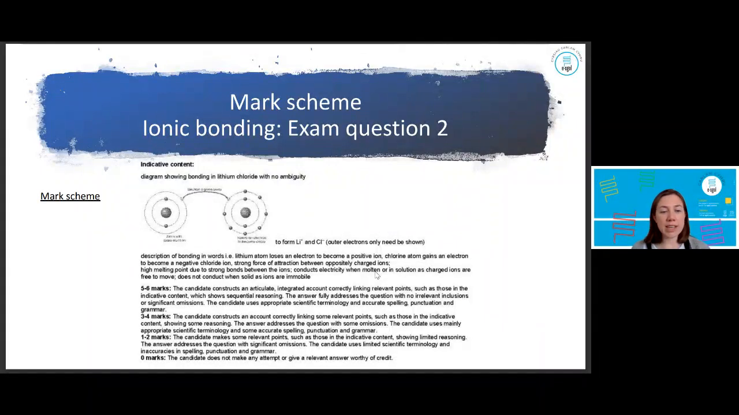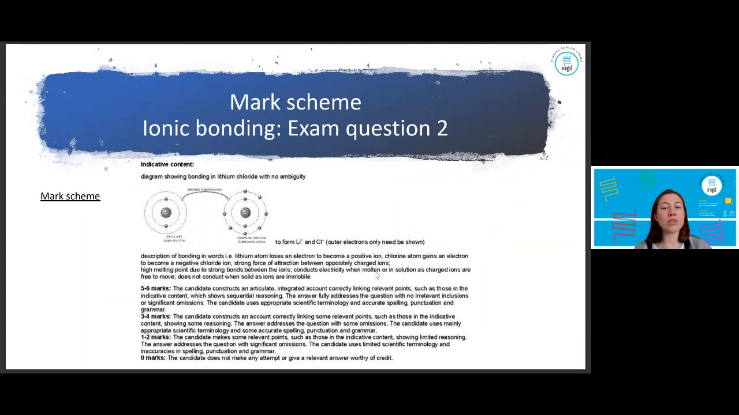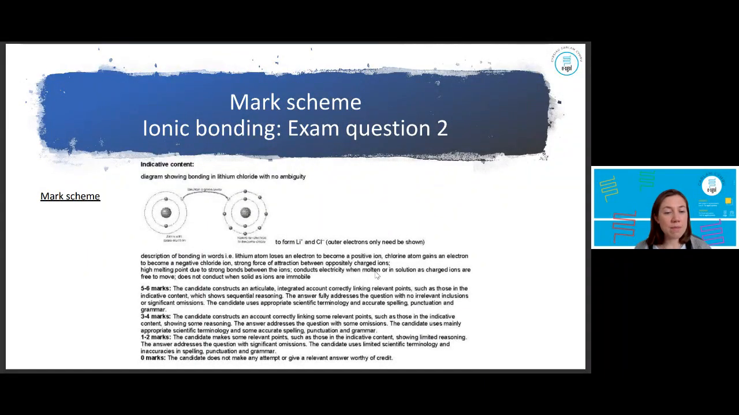In terms of properties, well, it has a high melting point because of the strong bonds between those oppositely charged ions. It conducts electricity when molten or in solution, because when it's molten or in solution, those charged ions, the Li+ and Cl-, are free to move. And the movement of charge is current. So that's the ability to conduct electricity then, okay? It does not conduct when it's a solid, as obviously those ions are not able to move. So in order to get the maximum marks, a lot of that information there will be in your answer.